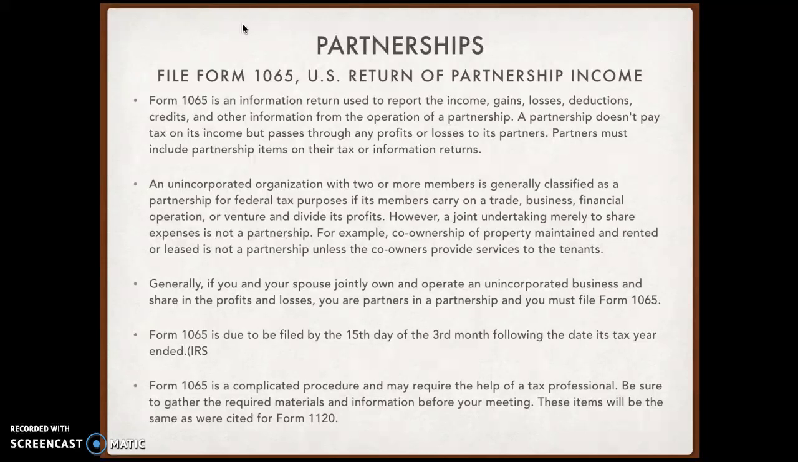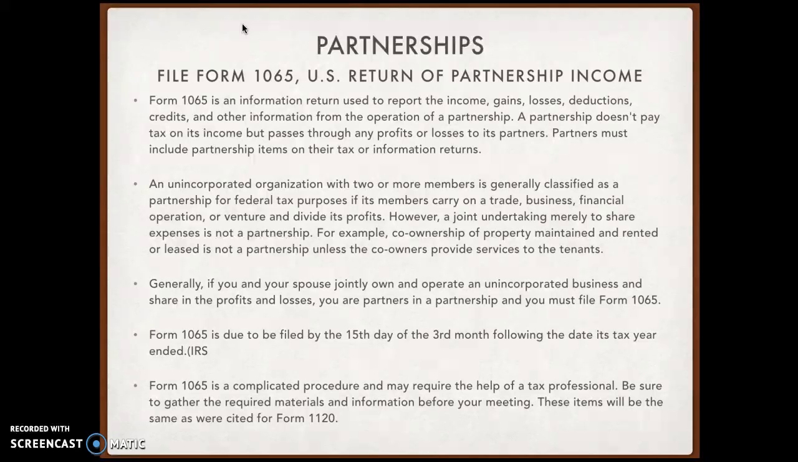An unincorporated organization with 2 or more members is generally classified as a partnership for federal tax purposes if its members carry on a trade, business, financial operation, or venture and divide its profits. However, a joint undertaking merely to share expenses is not a partnership. For example, a co-ownership of property maintained and rented or leased is not a partnership unless the co-owners provide services to those tenants. Generally, if you and your spouse jointly own and operate an unincorporated business and share the profits and losses, you are partners in a partnership, and you must file Form 1065.